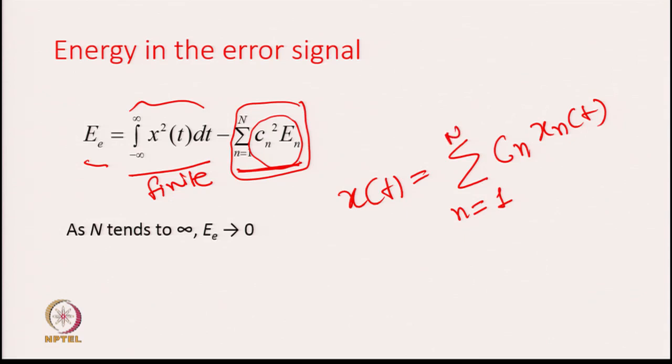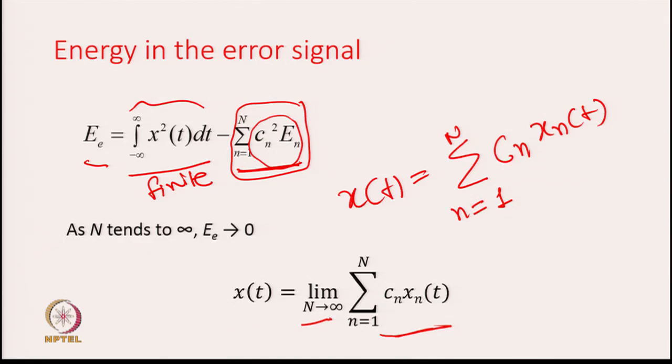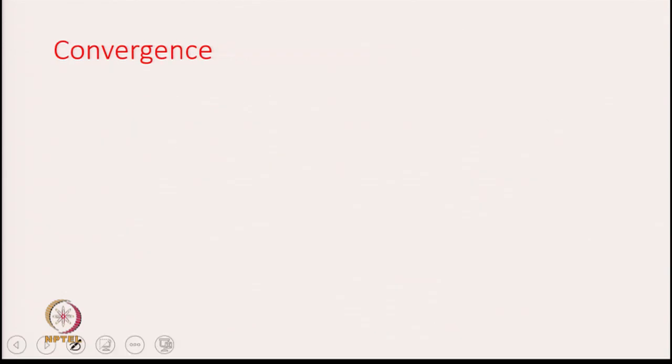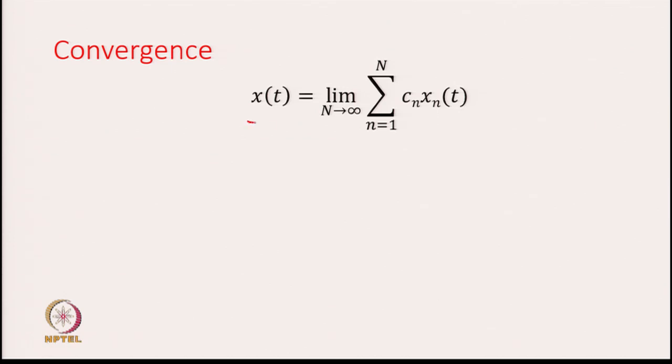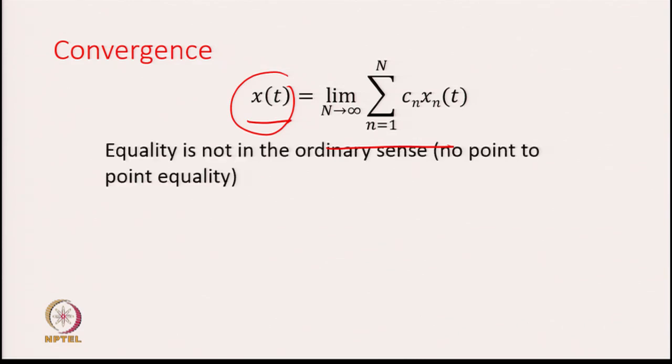Then I hope that the energy in the error will go to 0, and this is all about the convergence. So, I can write x t in this form, at least if n is pretty large. Let us see the convergence. When you are writing this expression, you have to understand that the LHS is not the same as the RHS in the point-wise sense. That means, for all values of time, the LHS is not the same as the RHS. This equality is not in the ordinary, point to point sense. So, LHS might be different from RHS at some time instances.